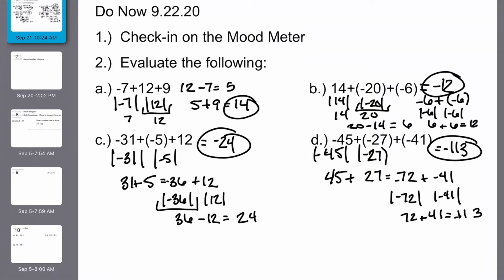And finally in D, I have negative 45 plus negative 27 plus negative 41. Well, I take the first two addends and I do the absolute values of them. So I have 45 and 27. They're the same sign, so I add them together. And we get 72, and we keep the sign, which is negative. So it's negative 72 plus negative 41. When I add those together, I get negative 113.